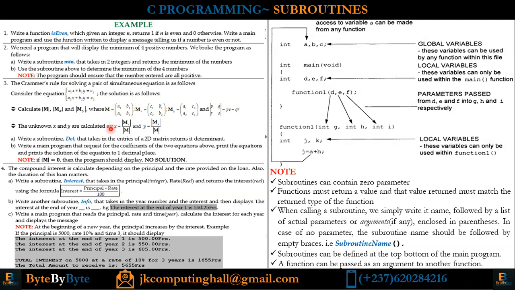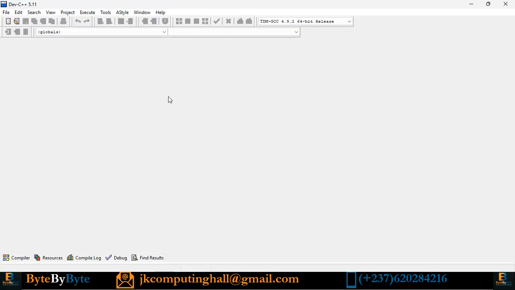So we shall write our subroutine that takes in the entries of a 2D matrix, that is PQ, RS, and then it returns the determinant, which is what? The product of P and S minus the product of Q and R. Let us go to our IDE and solve this A part.